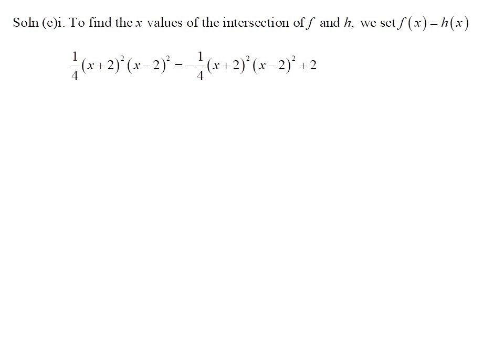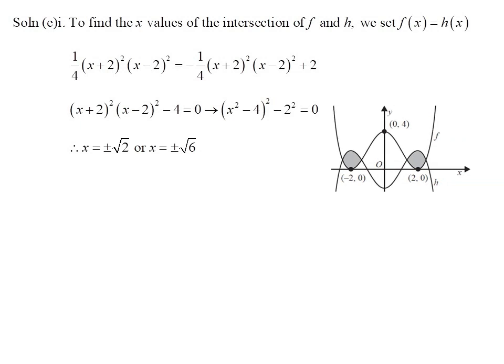equals negative 1/4 multiplied by (x + 2) squared multiplied by (x - 2) squared plus 2. The equation is then rearranged to (x squared - 4) squared - 2 squared equals 0. Solving this equation, we obtain the values of x are plus or minus square root 2 or plus or minus square root 6.